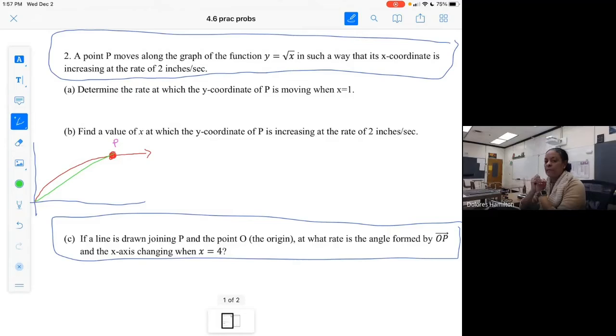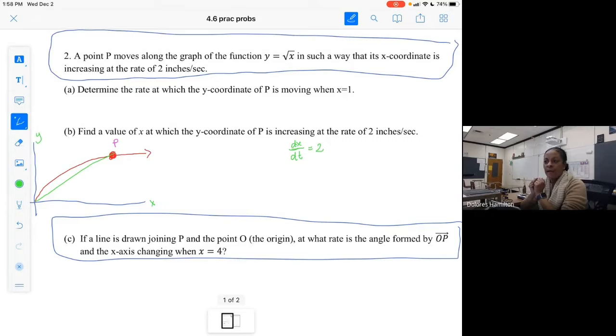We're going to do bits and pieces of problem 2, and I uploaded the solutions to all of these so you can look at them if you're interested in doing some extra work. Let's look at the givens in 2. We have a point, and I've got this sketched here. That's my x and that's my y. We've got a point P that moves along the graph of y equals √x in such a way that its x-coordinate is increasing at a rate of 2 inches per second. What does that tell me? That my dx/dt is 2, positive 2, because it's increasing.